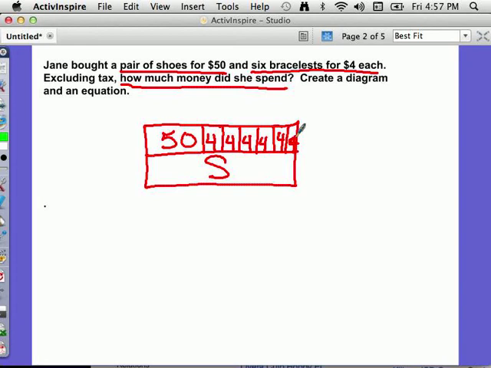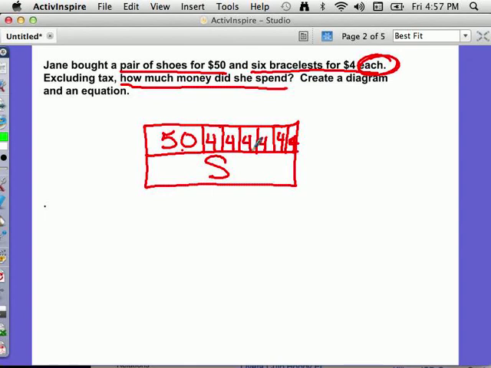Now, we have $50, and then we have 6 bracelets at $4 each. That word is very important, each, because you could have said 6 bracelets for $4. Yep. But that each makes a difference to let me know there's $4 per bracelet. So basically, for this right here, this will be the diagram. Here's my $50 that I spent for the shoes, and then the $4 for the bracelets each. If I was to write an equation on this diagram, Mr. Valentine, what would that equation look like?